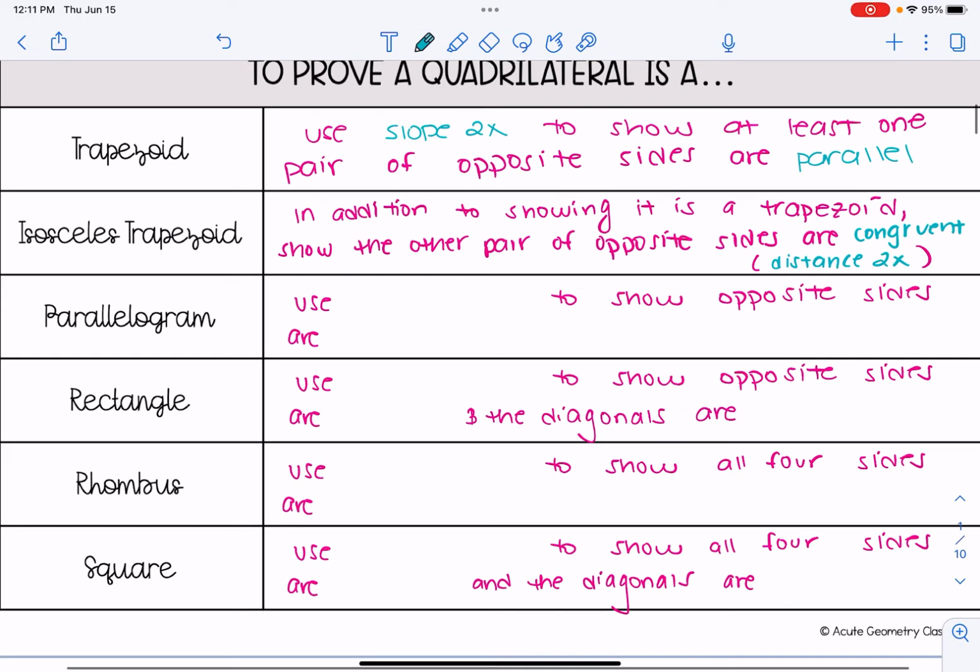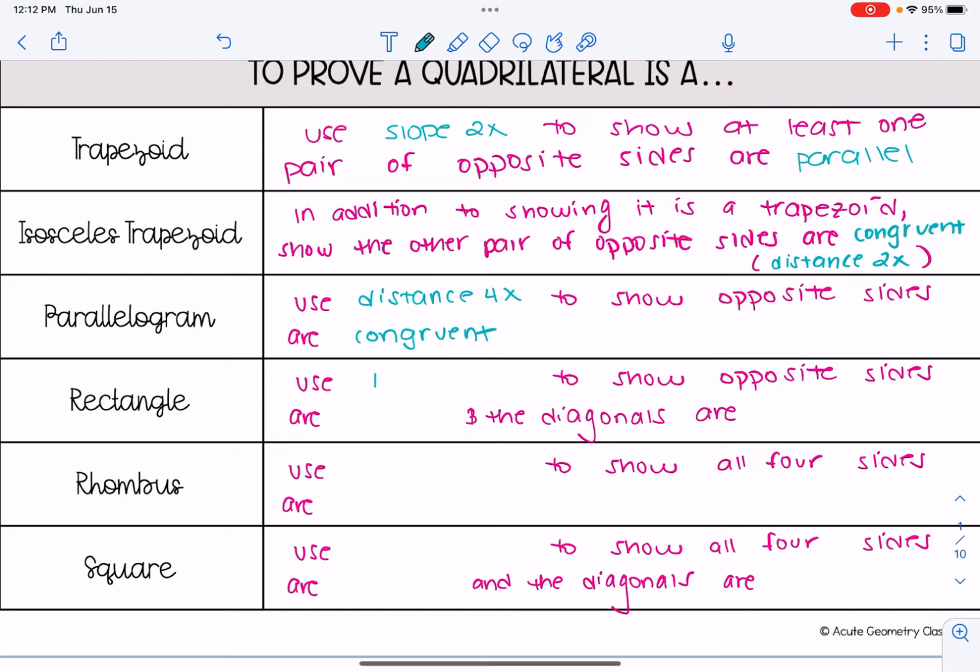All right, for a parallelogram, this is one where there's definitely a bunch of methods that you could use. You could use midpoint to show the diagonals bisect each other. You could use slope to show that opposite sides are parallel. The way that I personally prefer to do it is by using the distance formula 4 times to show that opposite sides are congruent to one another. I personally prefer distance formula over slope, so that's going to be the method that I showcase within this video.